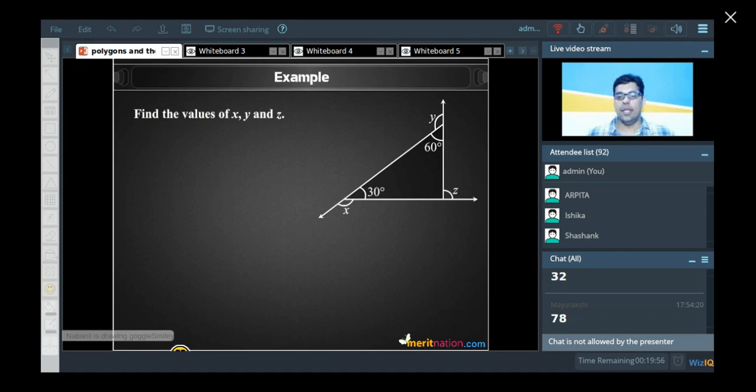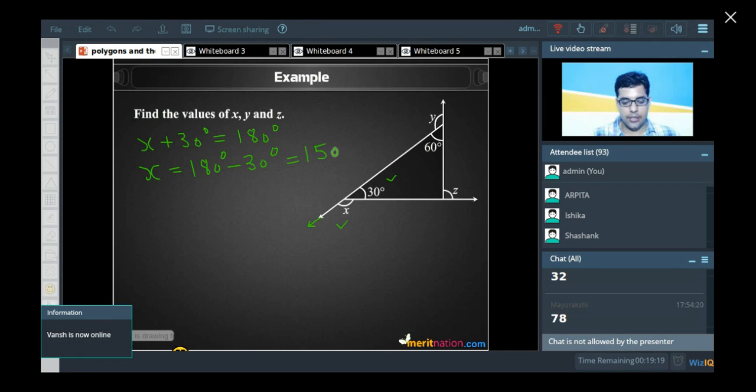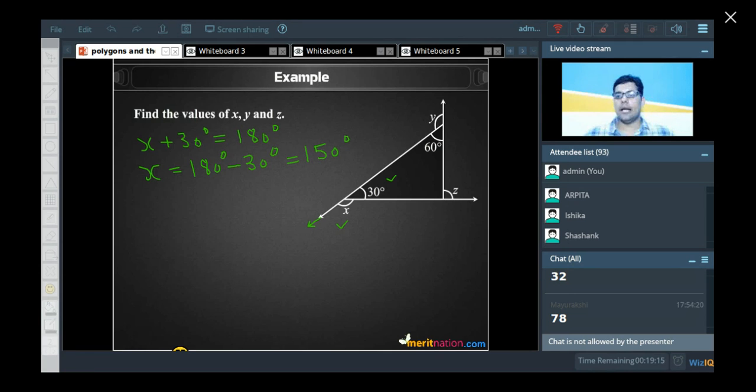Now in this portion we have angle x and angle 30 degrees. They are again forming a linear pair, angles on a straight line, this straight line here. So we can say angle x plus 30 degrees equals 180 degrees. From this, x will come as x equals 180 degrees minus 30 degrees. It is coming as 150 degrees.